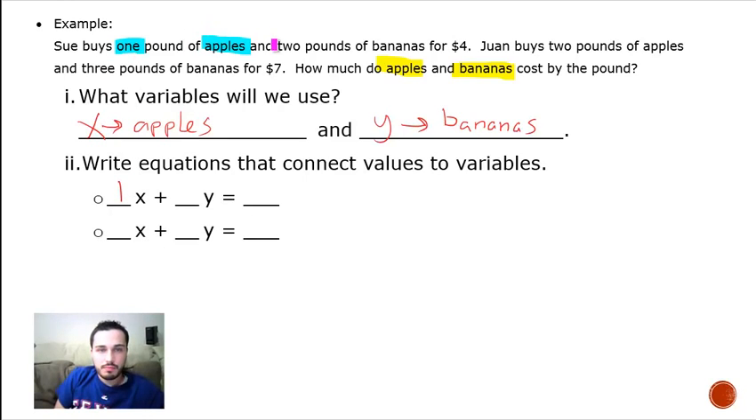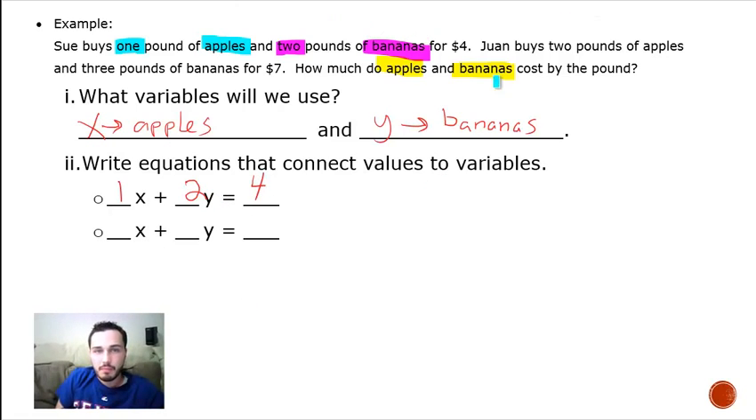Continue back with reading it. 2 pounds of bananas. So bananas is going to get a 2 with it. Bananas is y, so I put a 2 with my y. And then lastly, it's for $4. So that's what it equals. It equals $4. 1x plus 2y equals 4. 1 pound of apples plus 2 pounds of bananas is $4.